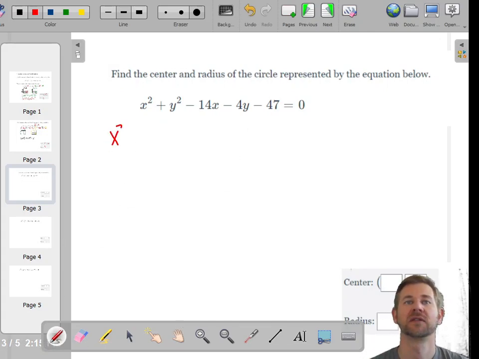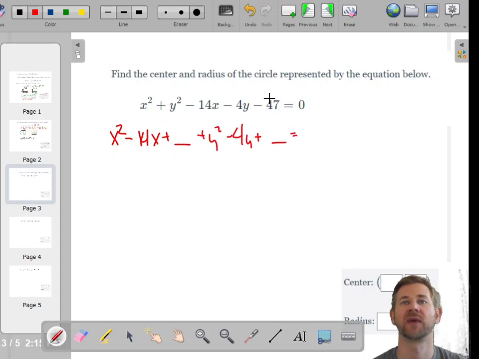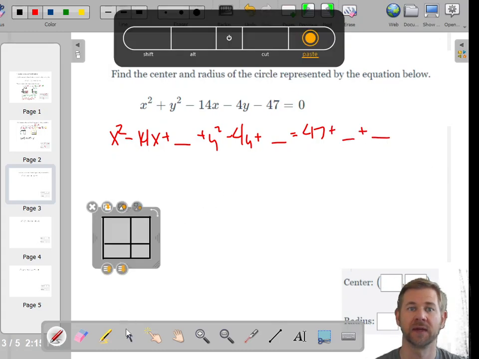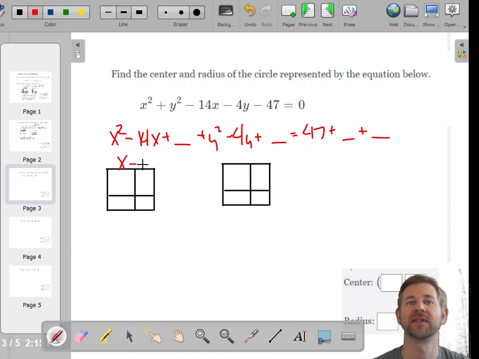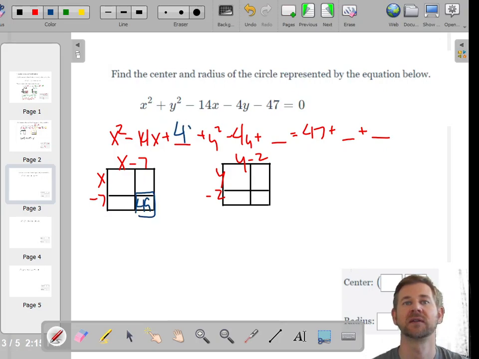First, sort it. x squared minus 14x plus something, y squared minus 4y plus something, and on the right side add 47, and I need 2 blanks. I need 2 of these guys, and I have a feeling I'm going to have to move this to the bottom so I can write over it. Okay, so half of 14 is 7. Since it's negative, I'll put x minus 7. Half of negative 4 is negative 2. So the corners that I need to add: 7 squared is 49, so 49 to both sides, and 2 squared is 4, so add 4 to both sides.